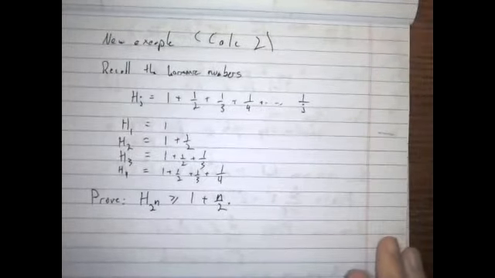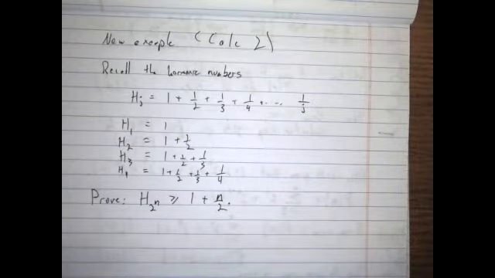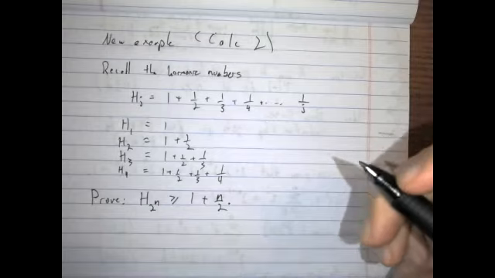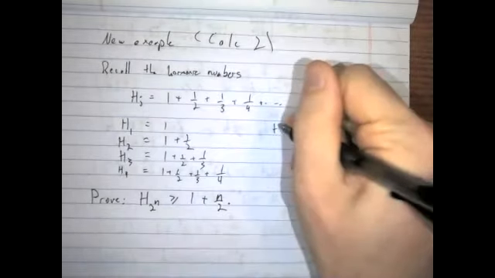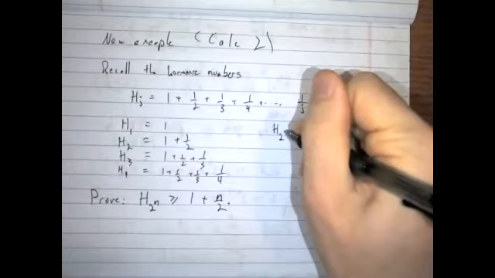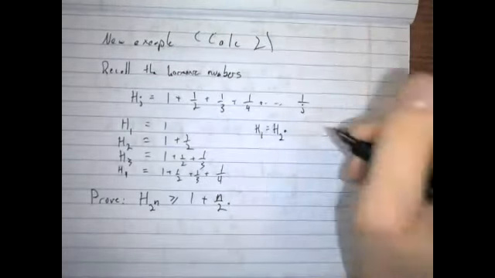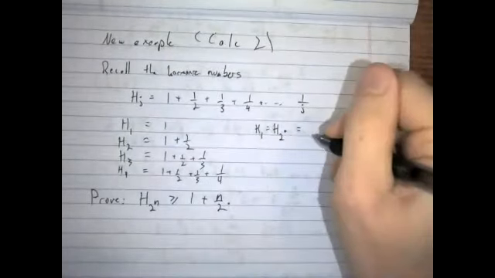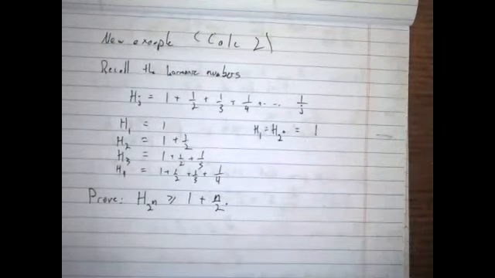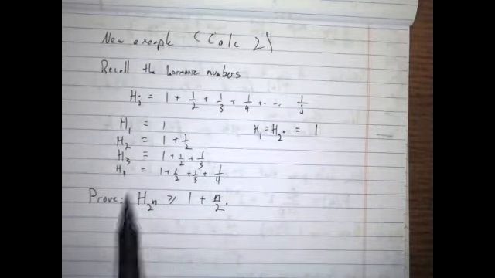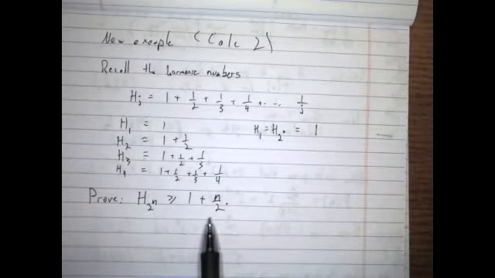So the first thing that I want to do here, and this is always a good example when you're doing induction, is to do a couple examples and check that this is a reasonable thing. So I'm going to write out some H_(2^n)'s. Well, okay. H_(2^0), which is equal to H_1, is equal to just 1. Okay, so let's check. Is 1 greater than or equal to 1 plus 0 over 2? Yeah, they're equal.